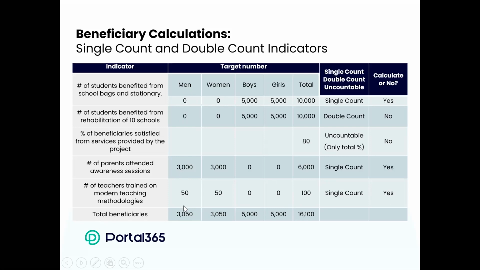So we will have 3,050, 3,050, 3,050, 5,000, 5,000, 16,000, and 100. As you notice here, if we calculated every number here, we will end up with 26,100. But because this is not calculated, this is just a double count, we don't include it as part of the total. So that's how we calculate the total number of beneficiaries as part of the beneficiary calculation sheet.